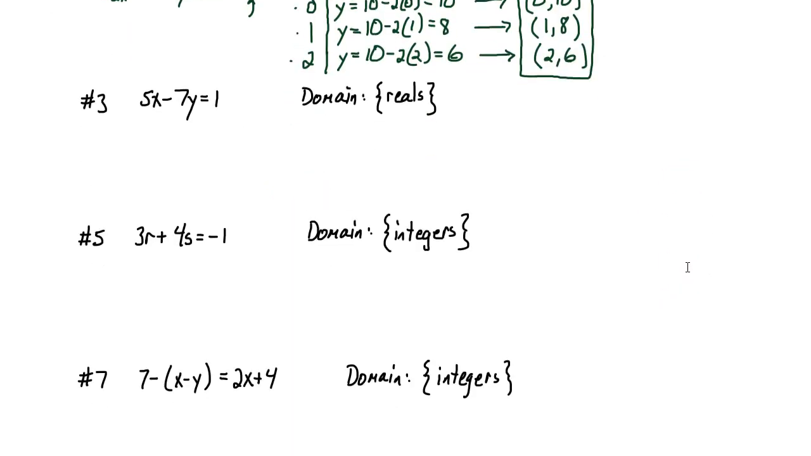Now number 3, let's follow a similar technique and be systematic. Systematic means you try to solve the problems in the same way every time. Let's solve this for y. So first, subtract 5x from both sides. This makes negative 7y equals 1 minus 5x. Then divide by negative 7. This makes y equals 1 over negative 7 minus 5x over negative 7.